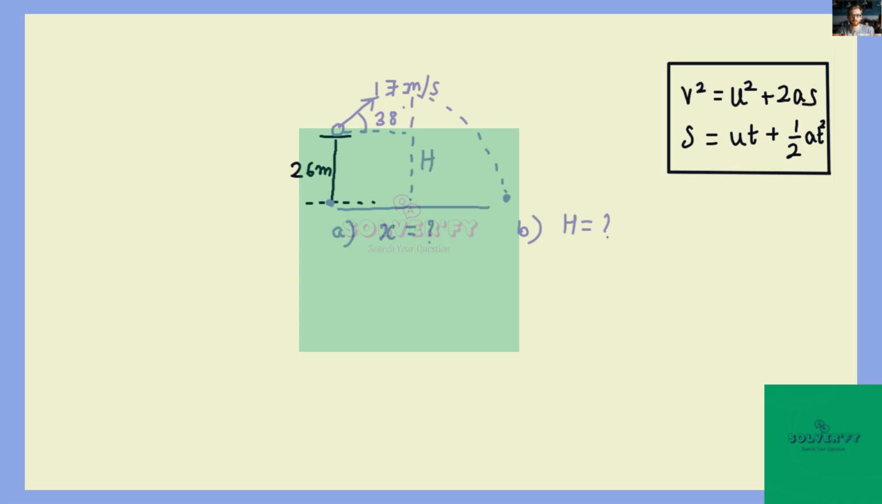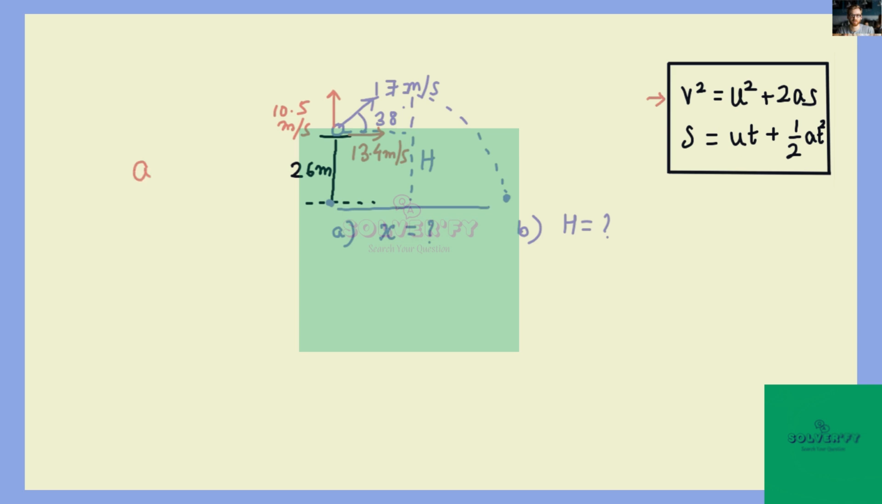We can see that the velocity here is making an angle of 38 degrees with the horizontal. So in this case, let's find its horizontal component. That will be 17 cos 38 degrees, which is 13.4 meters per second. And its vertical component of velocity will be 17 sin 38 degrees, which is 10.5 meters per second.